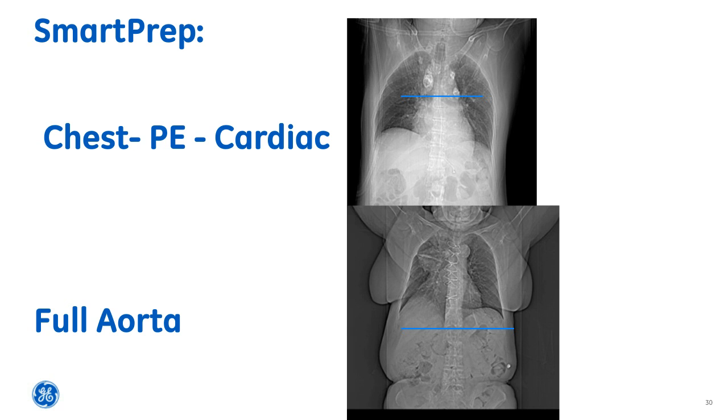So if we're doing a pulmonary angio, we want to set the slice at the carina, okay, and this also works the same for cardiac scanning. Now if we were imaging the full aorta, we're going to go probably in the mid aorta.